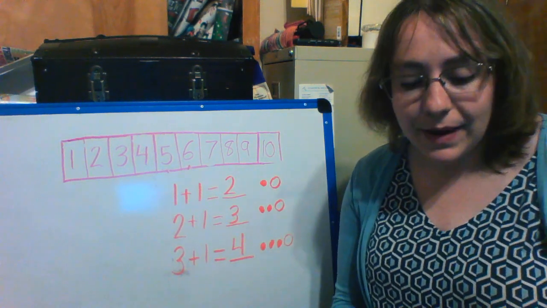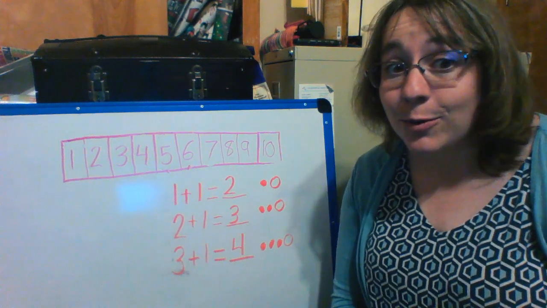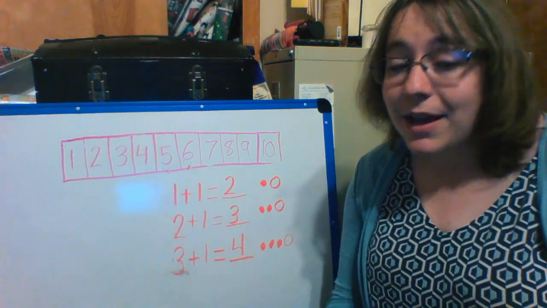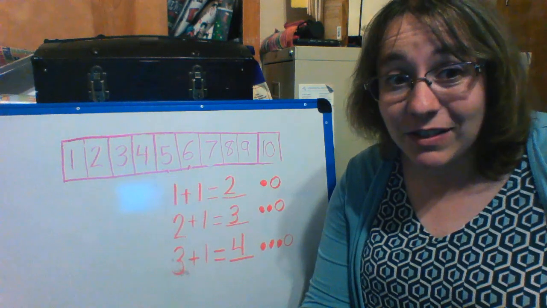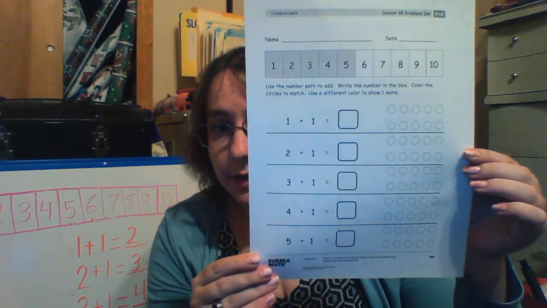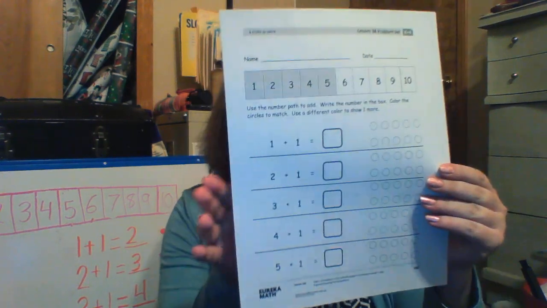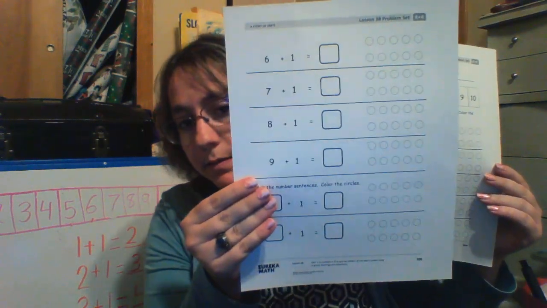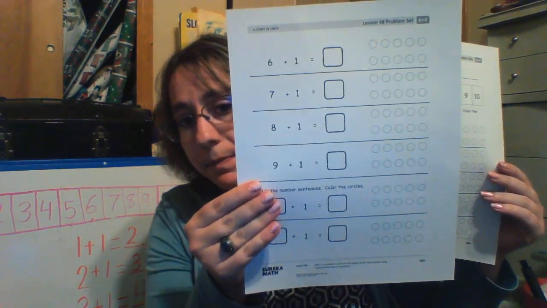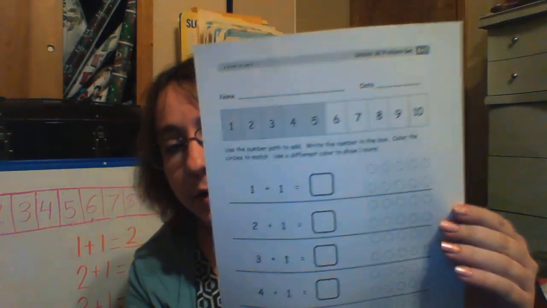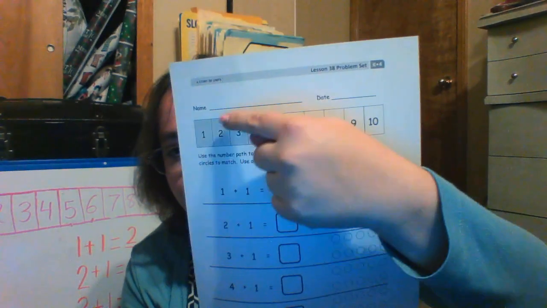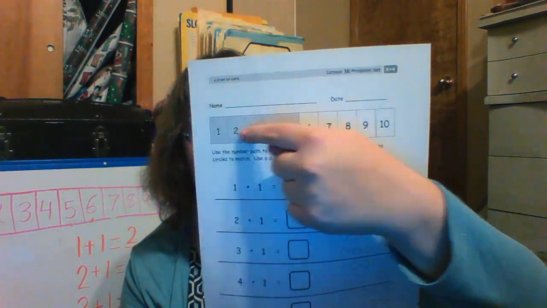Okay. Now it's time for you to show me what you learned. So I'm going to show you what your math worksheet looks like for today. For your math worksheet today, you have 2 different sheets. The first one looks like this, and the next one looks like this. Okay, so here's how I'm going to do the first one. See up here, we have my number path. So you have your number path to help you.